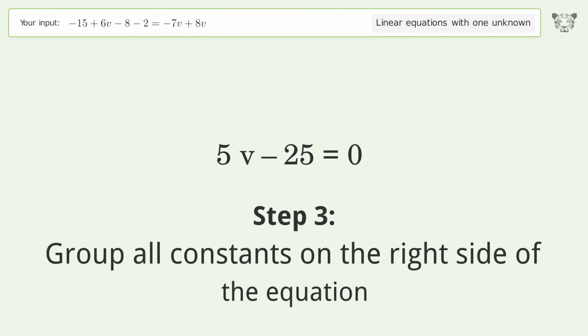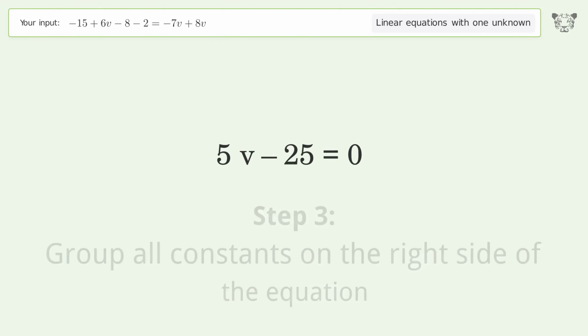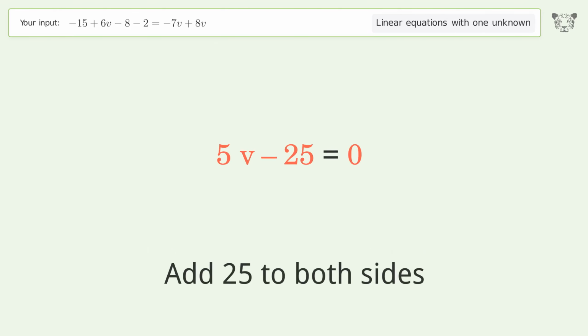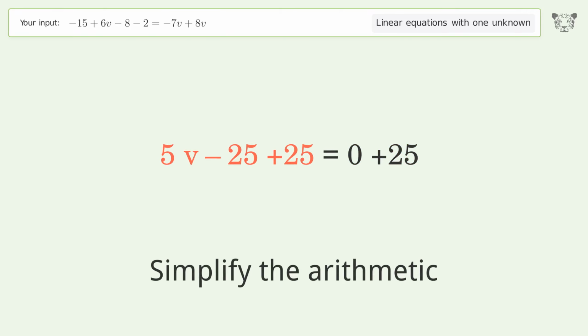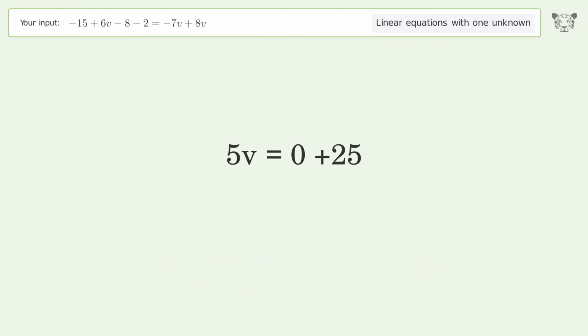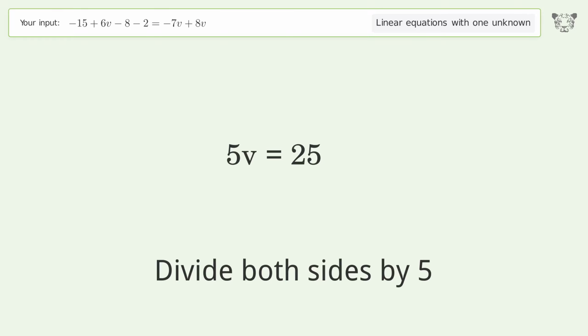Group all constants on the right side of the equation. Add 25 to both sides. Simplify the arithmetic. Isolate the v. Divide both sides by 5.